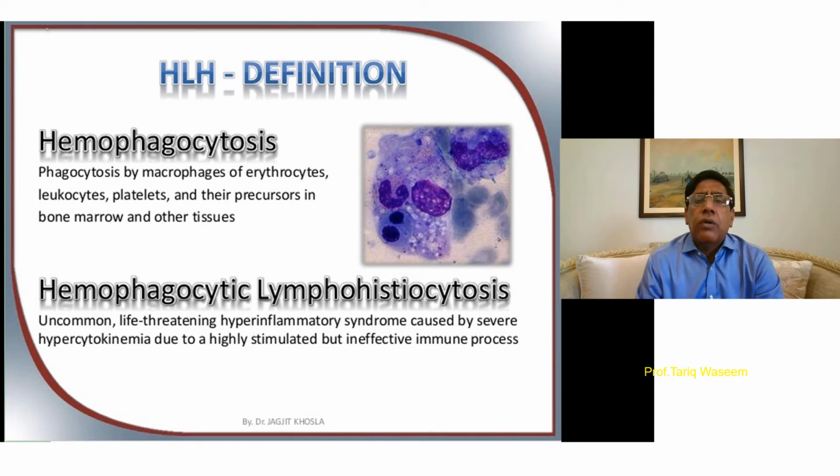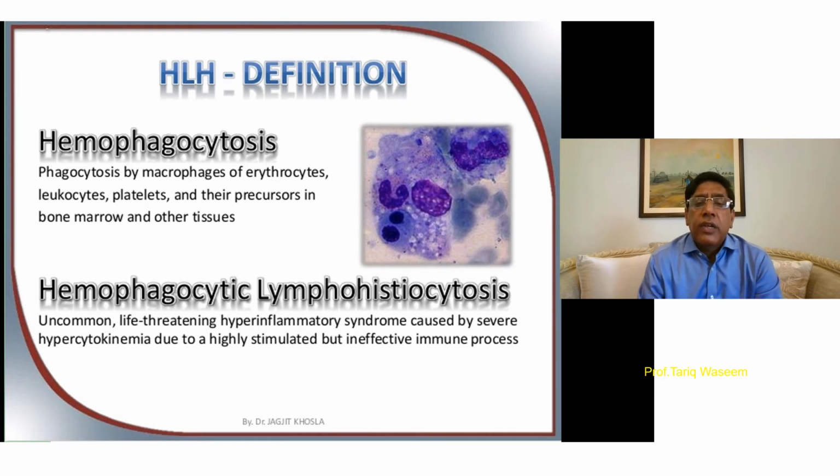This is how it is defined. Hemophagocytosis is phagocytosis by macrophages of erythrocytes, leukocytes, platelets, and their precursors in the bone marrow and other tissues. So what we mean is that the patient's own macrophages start engulfing the red cells, white cells, and platelets of their own tissues, and their precursors in the bone marrow as well, and this results in pancytopenias. They would develop leukopenia, anemia, and thrombocytopenia as well.